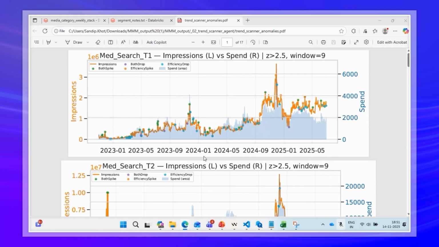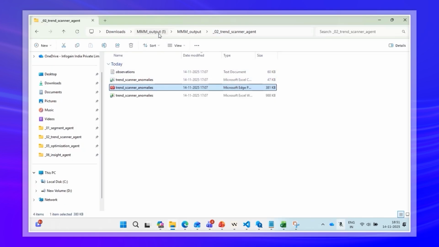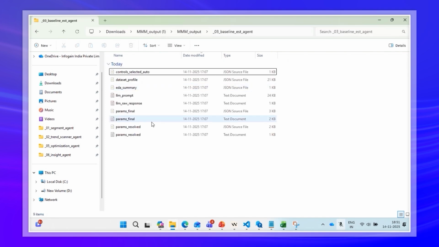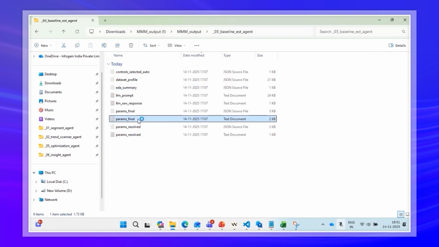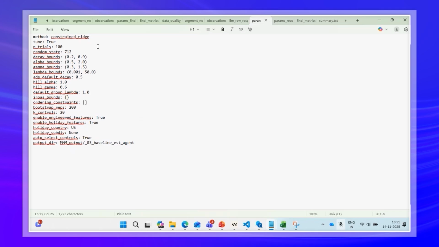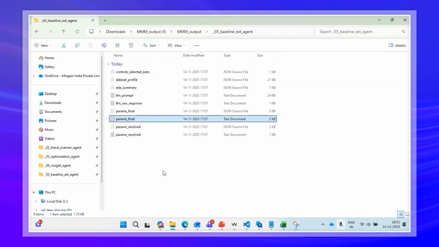So let's talk about the estimation agent, where it predicts the estimates. The estimates are like this: how many trials there should be, what the bounds should be, what the alpha, beta, gamma values should be, and the bootstrap values, and a number of other parameters. So this is what we are predicting, and using this we are developing the model.